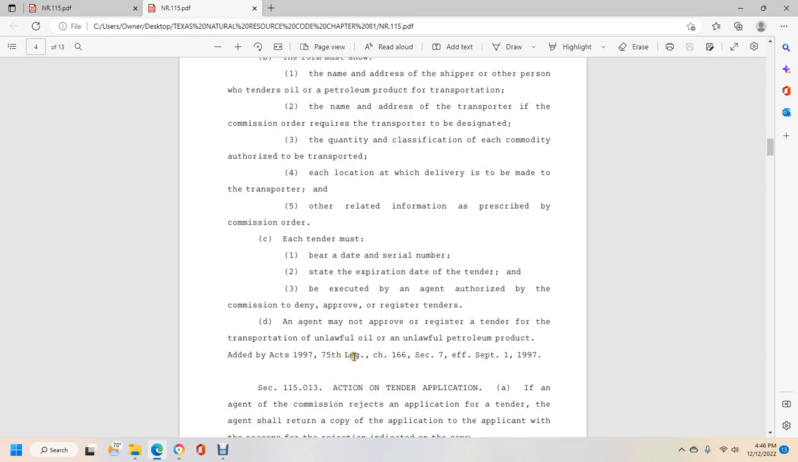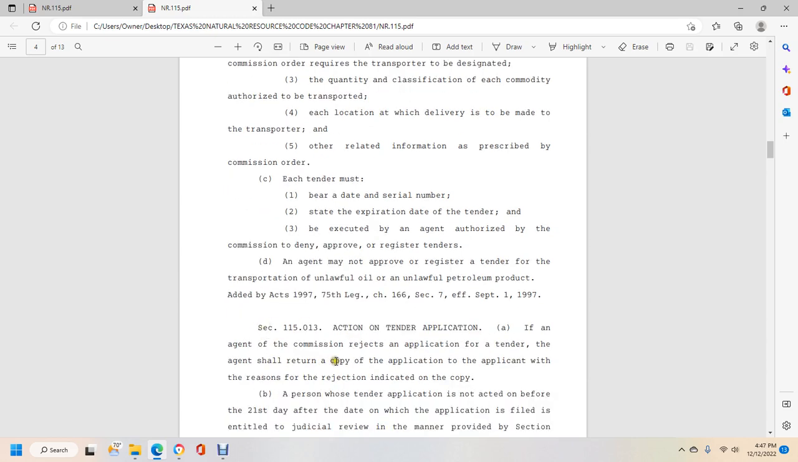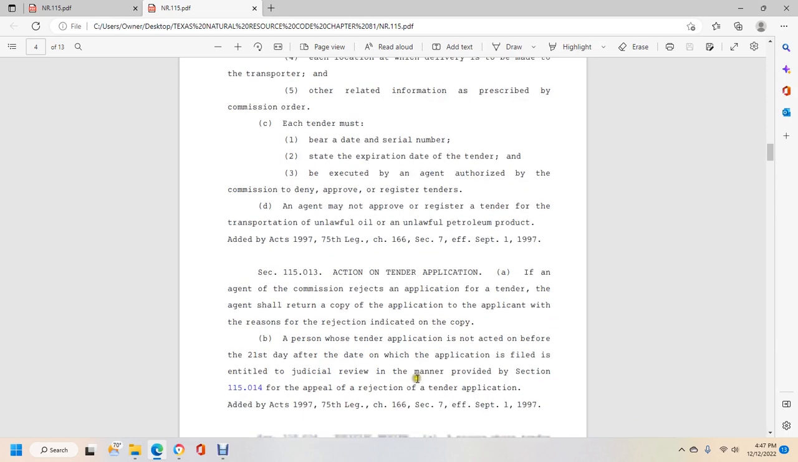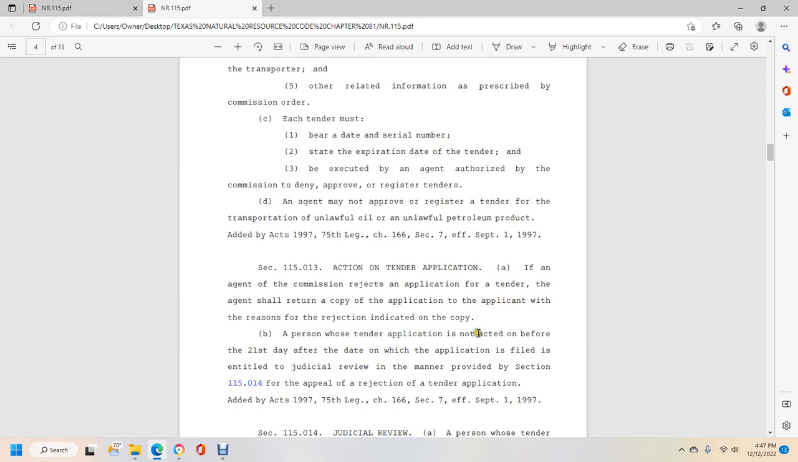Section 115.013, Action on the tender application. (a) If the agent of the commission rejects the application for the tender, the agent shall return a copy of the application to the applicant with the reason for the rejection indicated. (b) A person whose tender application is not acted on before the 21st day after the date the application is filed is entitled to judicial review in the manner provided in Section 115.014 for an appeal of the rejection of the tender application.